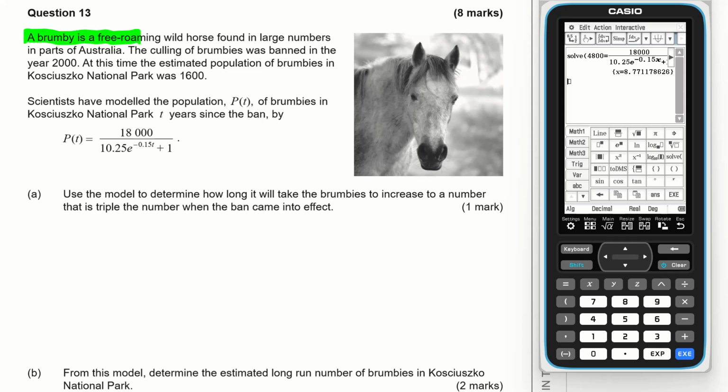A Brumby is a free-roaming wild horse found in large numbers in parts of Australia. Don't know why they couldn't have had a model horse picture in the last question, but anyway. The culling of Brumbies was banned in the year 2000.